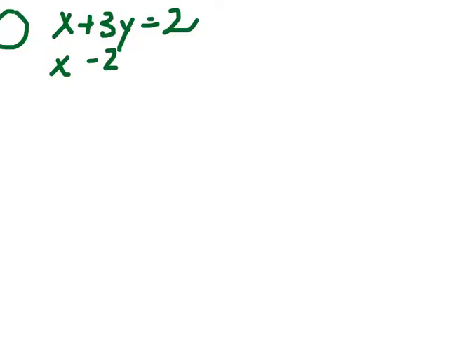Example 2. x plus 3y is 2 is one equation, and x minus 2y is negative 3.